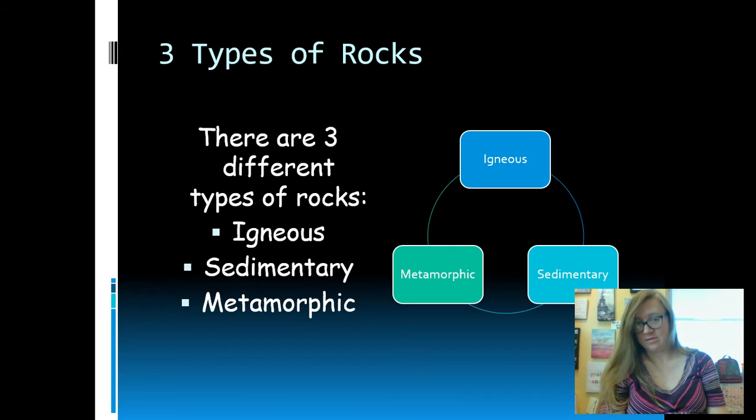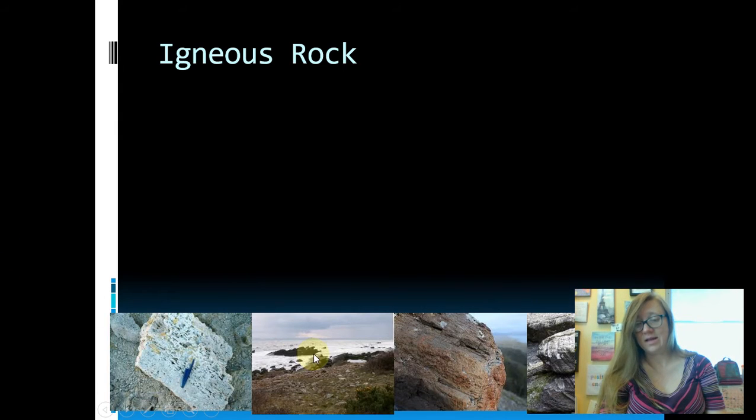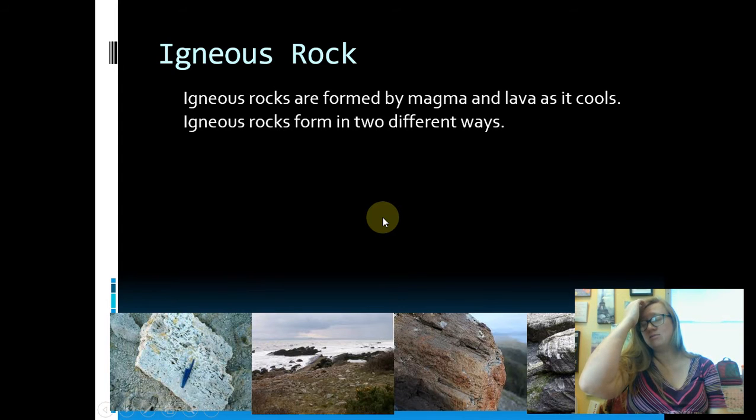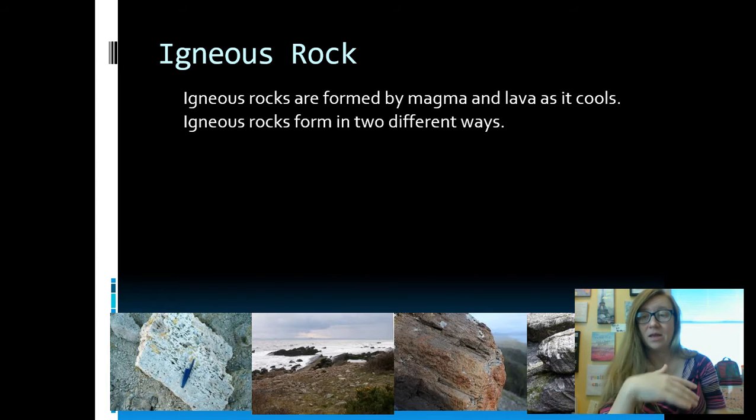Anyway, back to reality. Those are the 3 types of rock: igneous, sedimentary, and metamorphic. Let's look at igneous rock. I know my head is blocking a bunch. But igneous rock is made when magma, which is basically liquid rock that's found underneath the surface of the earth, pops out onto the surface through something like a volcano, and we call it lava.